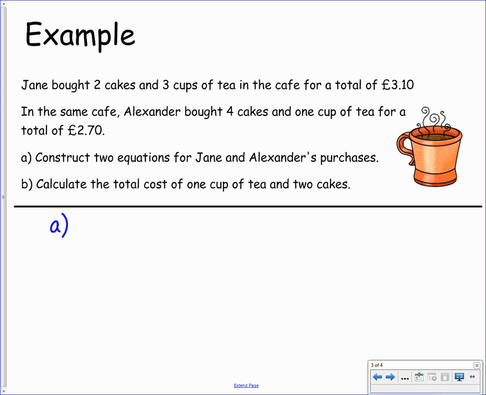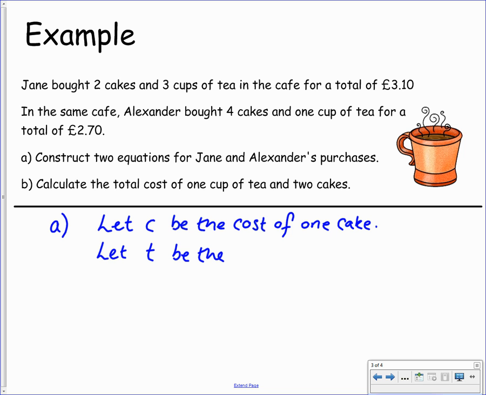If we want to construct equations, we first of all need to define our variables. So let C be the cost of 1 cake. I've used C because cake starts with C. We'll do something similar for T. T starts with T, so let T be the cost of 1 cup of tea. Now we're ready to construct the equations.